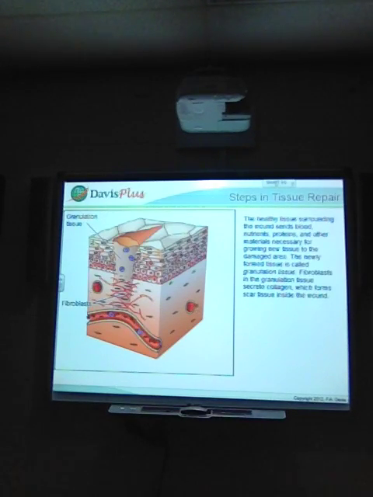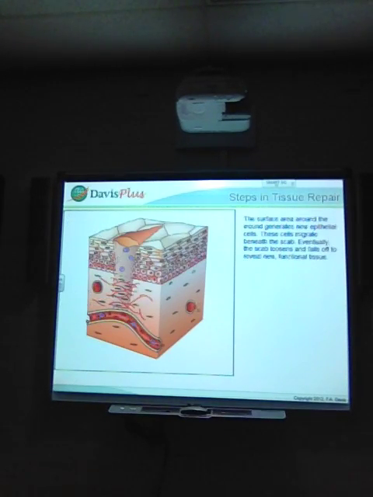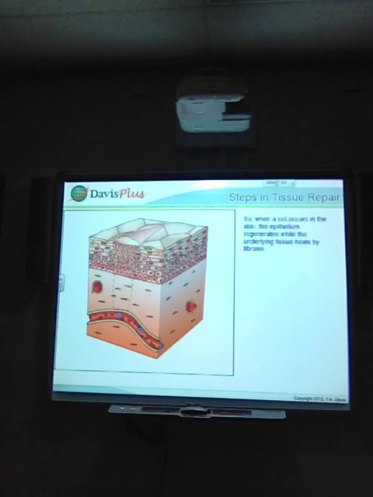Fibroblasts in the granulation tissue secrete collagen, which forms scar tissue inside the wound. The surface area around the wound generates new epithelial cells. These cells migrate beneath the scab. Eventually, the scab loosens and falls off to reveal new, functional tissue. So when a cut occurs in the skin, the epithelium regenerates, while the underlying tissue heals by fibrosis.